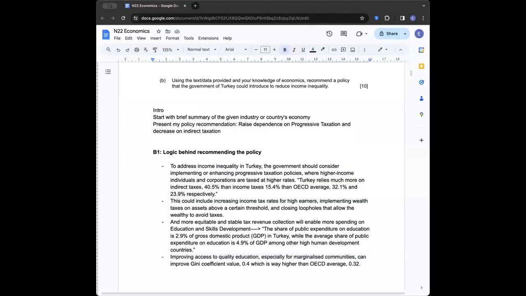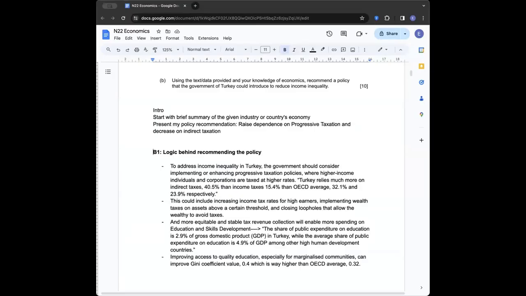The changes to the taxation system can include increasing income tax rates for high income earners, implementing wealth tax rates on assets, and closing loopholes that allow the wealthy to avoid taxes. So once the policy is successfully enacted, there should be more equitable and stable tax revenue available to the government.